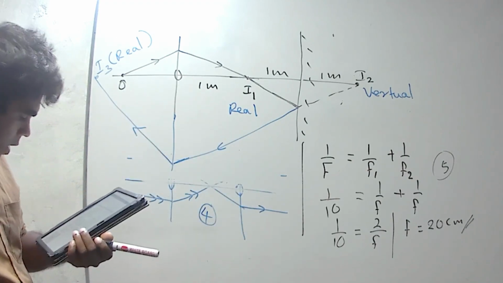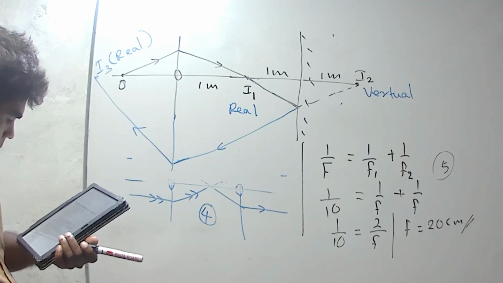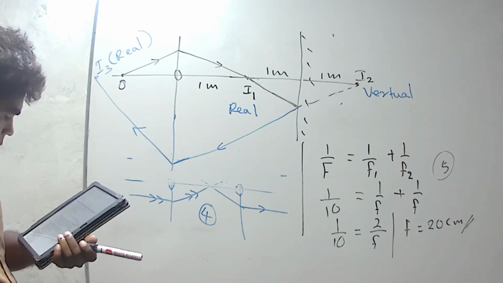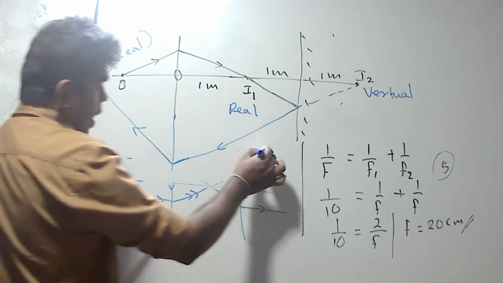When 3 images, two are real. 3 images, 2 are real. Then answer is 1.